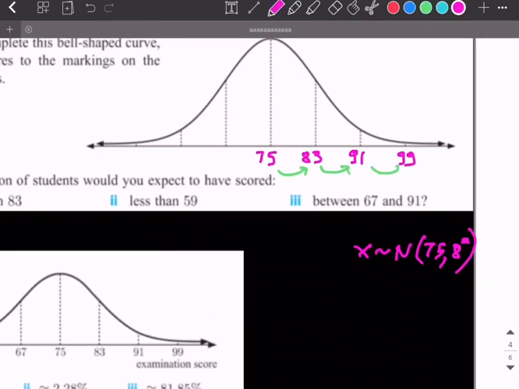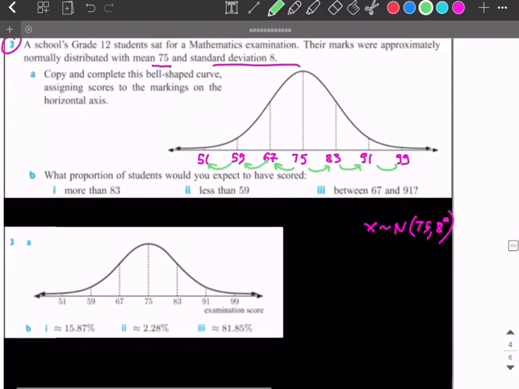Let's go on the left side. 75 minus 8 gives me 67. Subtract 8 again, gives me 59. And subtract 8 again, 51. So if you put these numbers down, the examiner will be so happy, right? So minus 8 this way, minus 8 again to find the 59, and subtract this, you get this number.